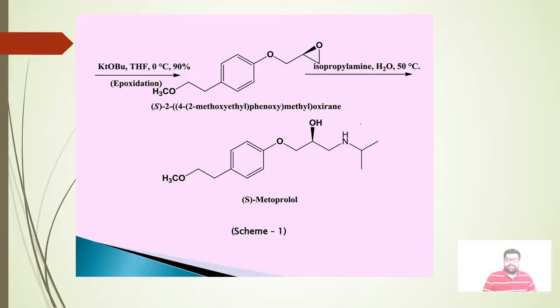Okay, in some papers or some books, they directly give the epoxide derivative. This epoxide derivative is then treated with isopropyl amine, and this simple epoxide ring opening by the NH2 group will give us our final product. It is known as metoprolol.